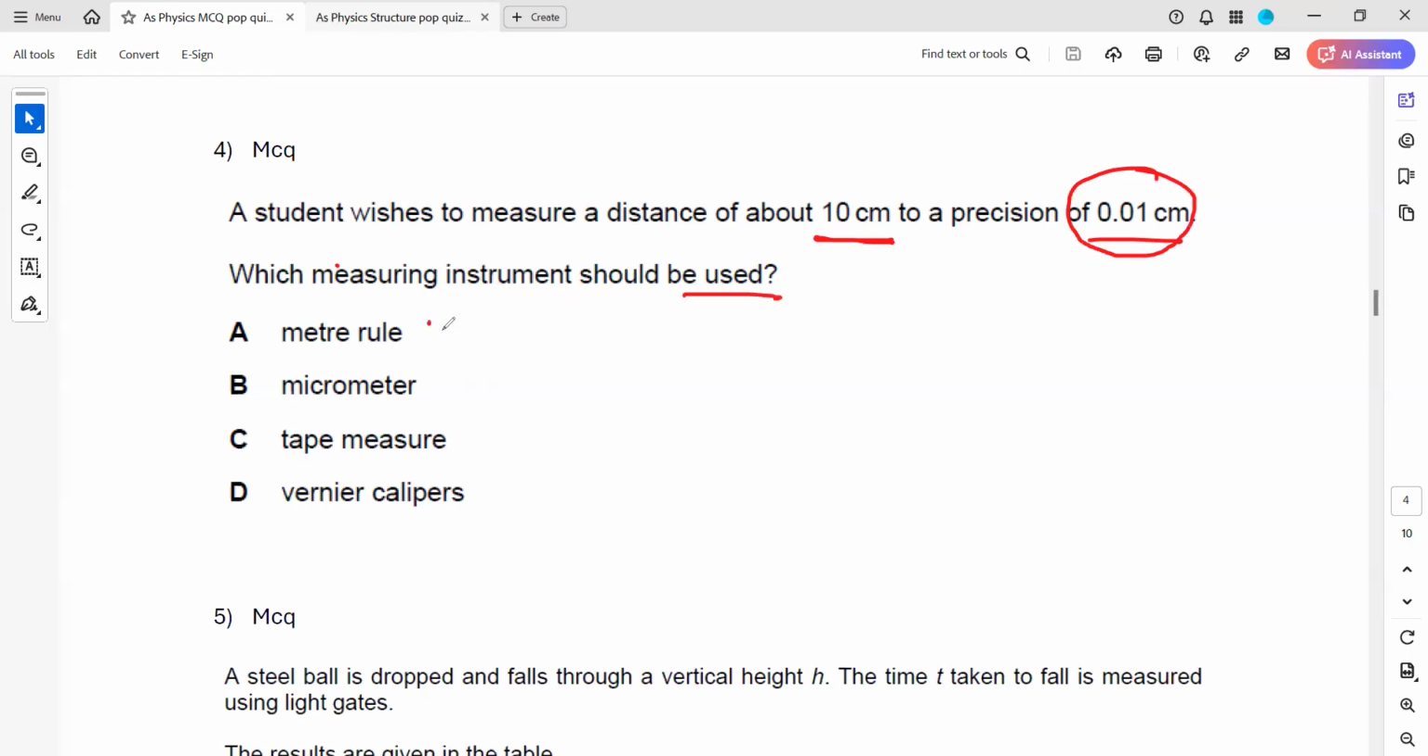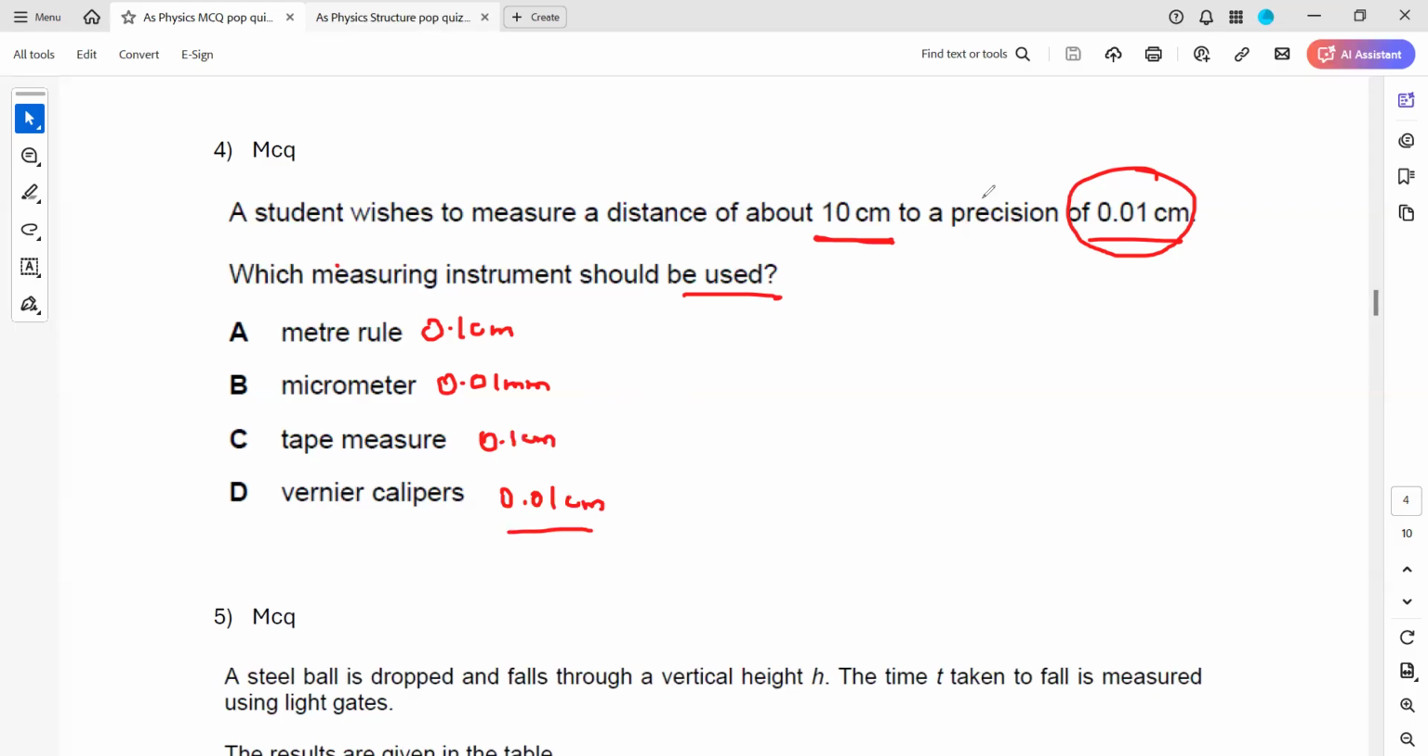For a meter rule, the smallest value it can measure is 0.1 centimeter. A micrometer is 0.01 millimeter. For a measuring tape, it is 0.1 centimeter. And for a vernier caliper, it is 0.01 centimeter.